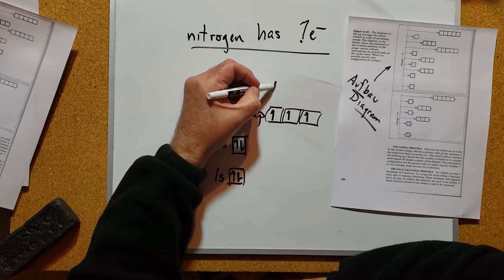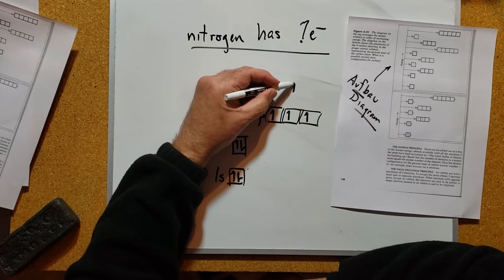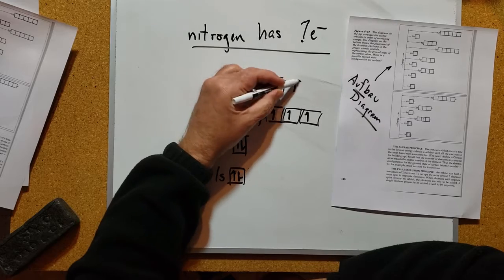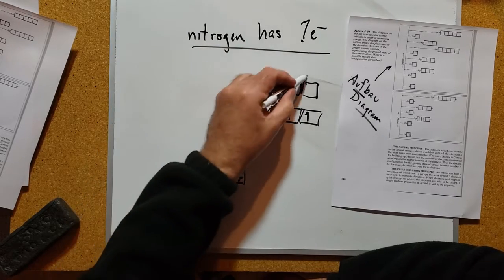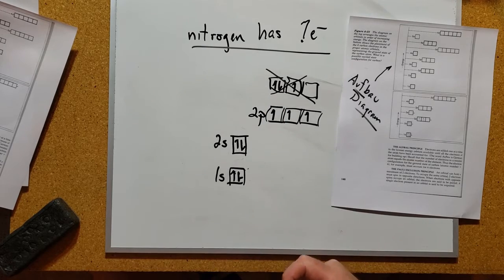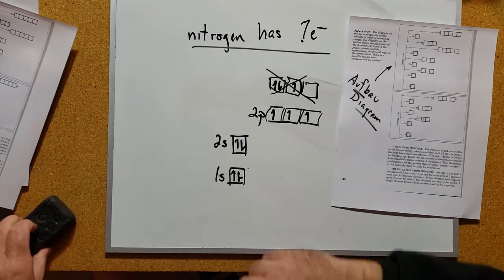All right, we wouldn't put them in as an up down and then an up. All right, and then we would have one of the p orbitals with nothing in it. That would be wrong. That would be a violation of Hund's rule. All right.